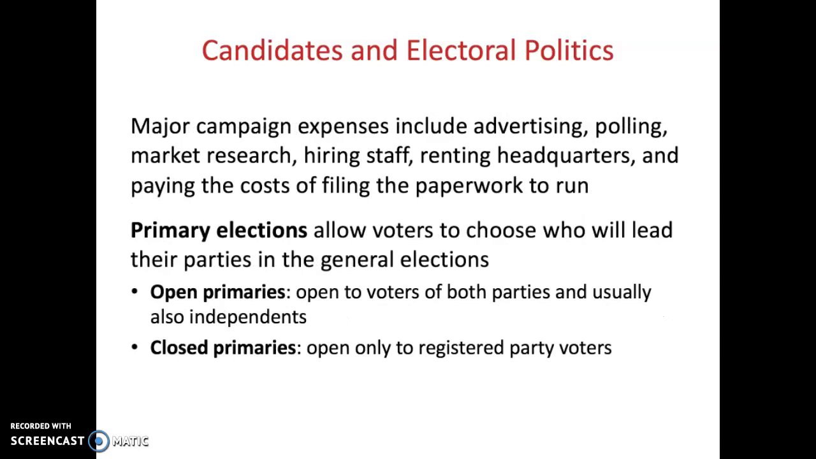In order to become a general election candidate, you run as a nominee. You go through what we call the primary system. There are two major types of primaries, an open primary system and a closed primary system. In order for you to get to the general election ballot, you have to win your primary. Whether you're a Democrat or a Republican, they all have primaries for the most part.